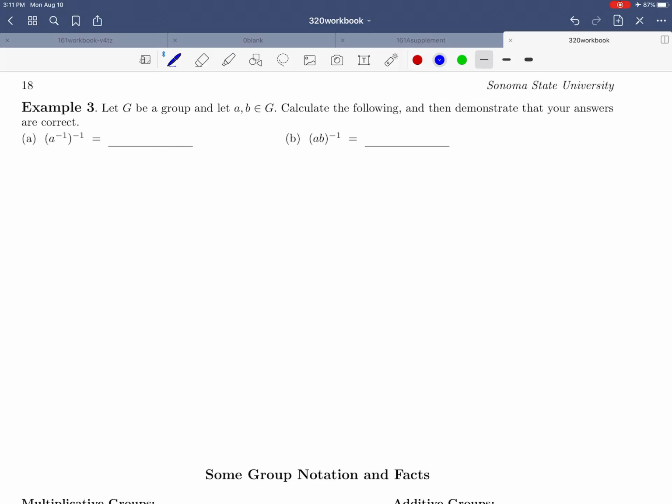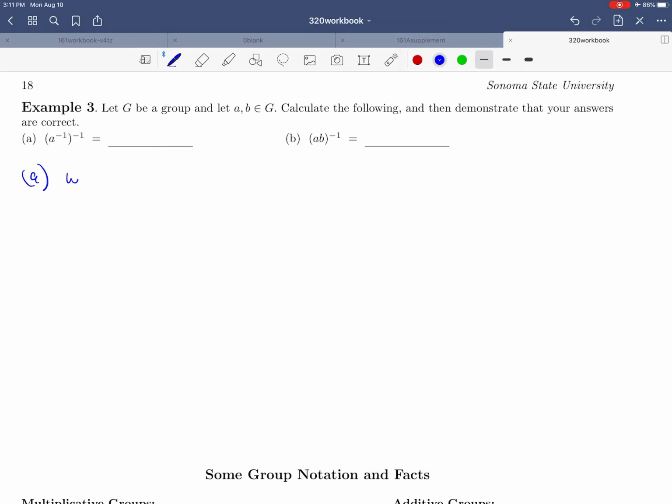Let's have a look at example 3. So we have a group G and elements A and B in G, and we want to calculate A inverse inverse and AB inverse, and we want to demonstrate that the answer is correct. So for part A, what are they asking us? They're asking about A inverse inverse.